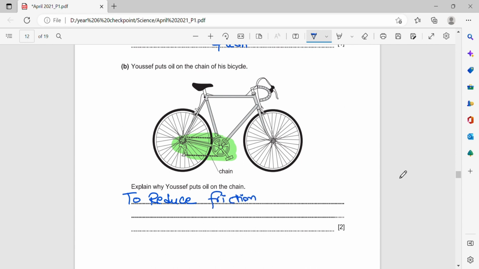We should notice that the question is out of 2 marks, so we have to add 2 points. So less force is needed. Great. Okay.